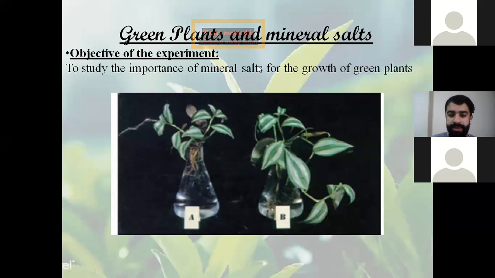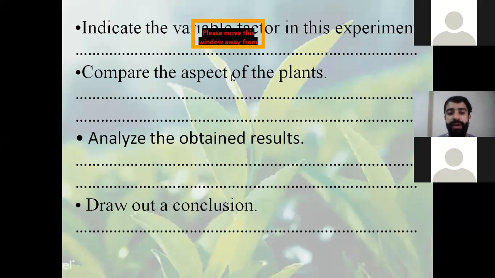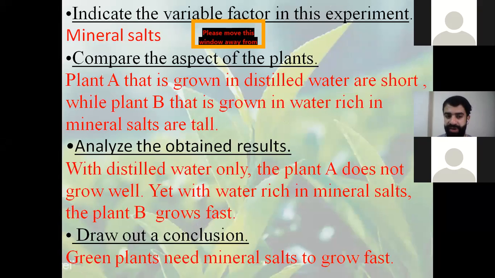Plant A does not really grow well, it has an abnormal green color, while plant B has normal growth and large leaves. Thank you, Lin. Plant A has small leaves. Very good. So moving now to part 3, analysis of the results.